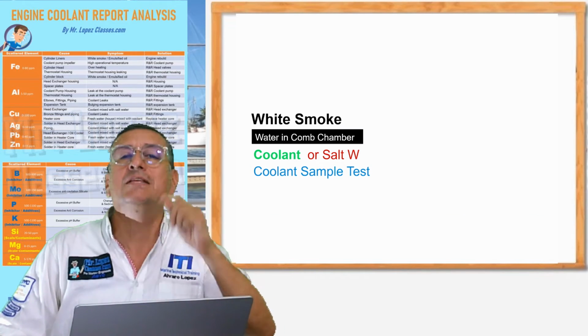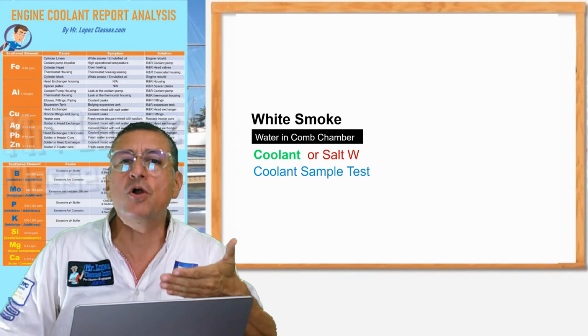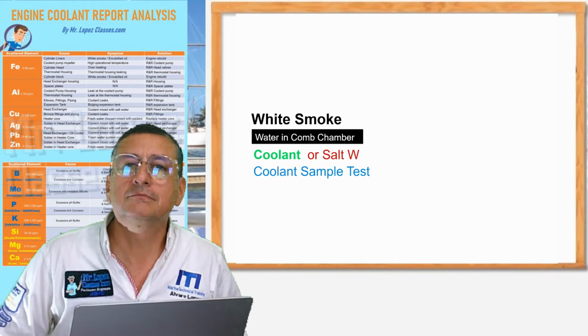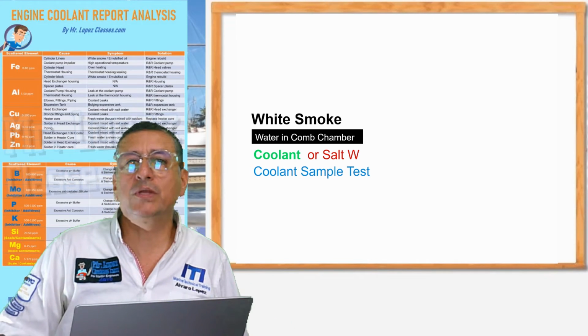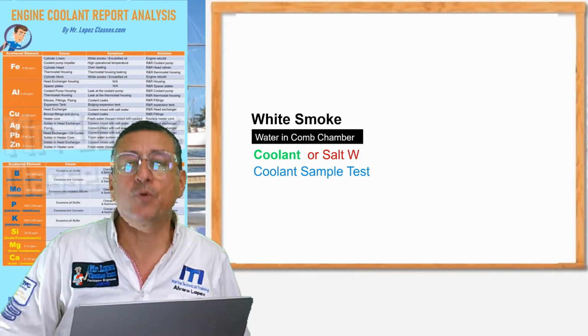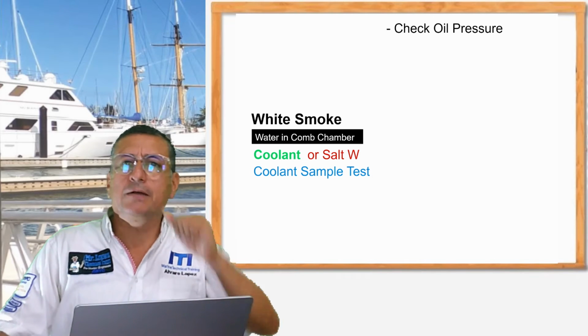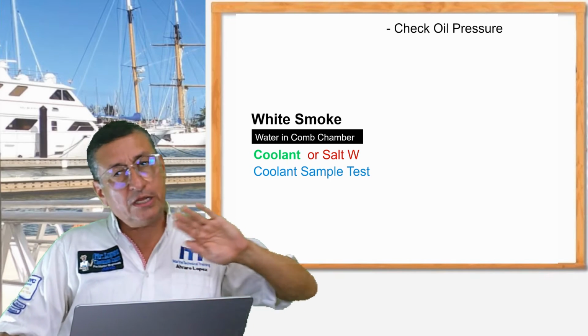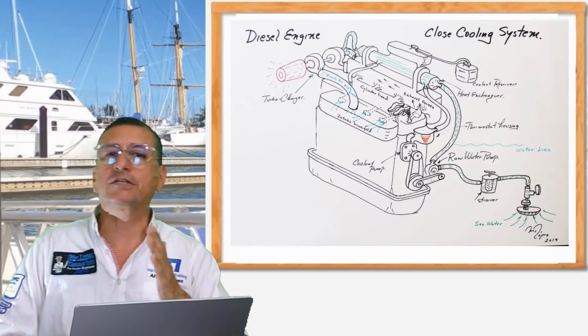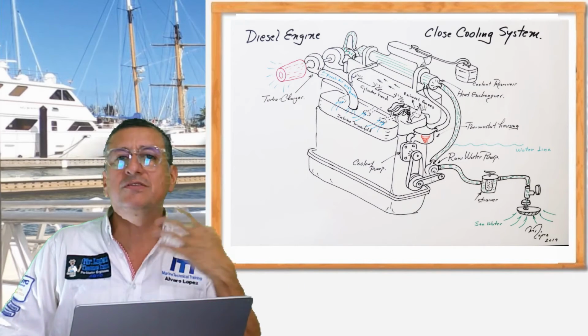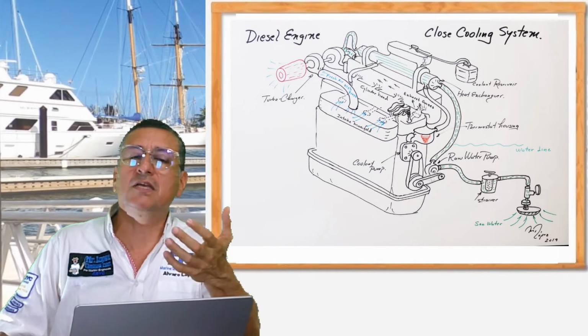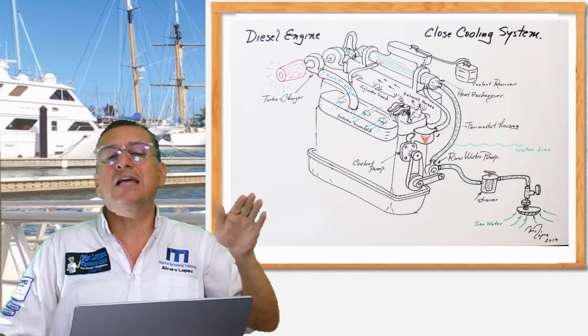Okay, you need a coolant sample analysis, you need the report, and you need the poster to analyze what happened with the coolant sample report. Number one, we are going to isolate the problem. Is it on the coolant side or on the salt water side? Remember that the cooling system in marine engines is divided into coolant and salt water.